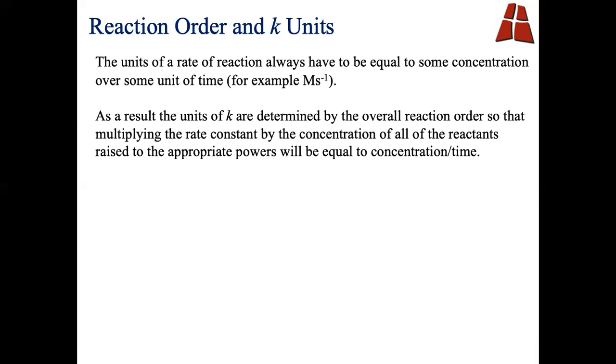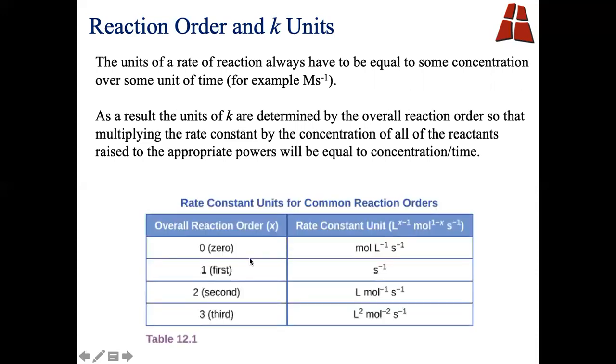A reminder that we're taking k and multiplying it by concentrations raised to some power. In your textbook, there's a table if you would like to memorize it. Just a reminder again that molarity is moles over liters. So anytime you see moles over liters, that is what molarity means, right? And so if we have a zero order reaction, then in order to get our rate to equal molarity per second, we would just need to have our units on k be molarity per second, right?